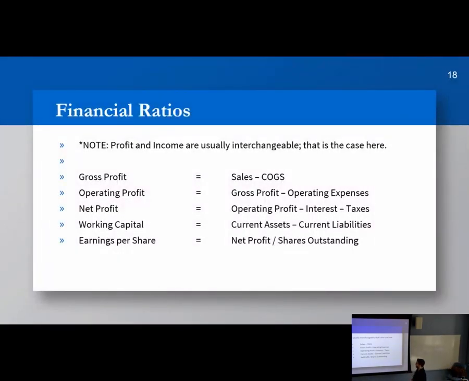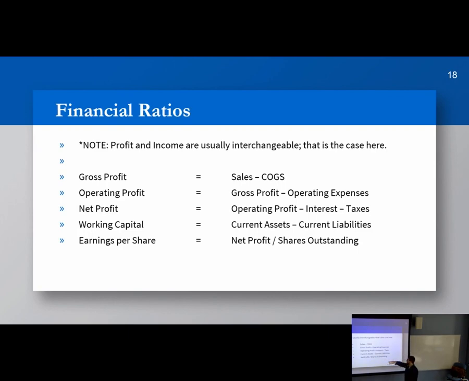Now we're looking at a bunch of different profit measures. So we have gross profit. This is basically top line profit of companies being generated, the operating performance of a company. From there, we have operating profit, taking gross profit, netting out any operating expenses. Net profit, so again, next level down of profit, we're taking the operating profit, netting out interest and taxes. And working capital.